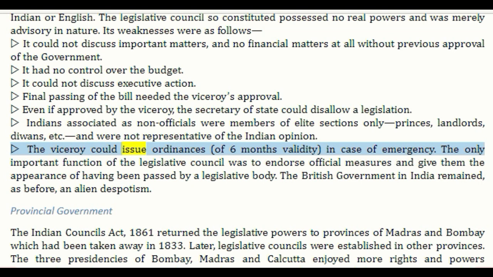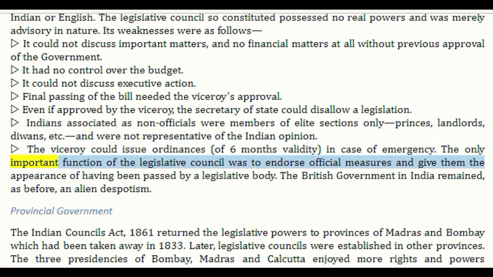The Viceroy could issue ordinances of 6 months validity in case of emergency. The only important function of the Legislative Council was to endorse official measures and give them the appearance of having been passed by a legislative body. The British government in India remained, as before, an alien despotism.